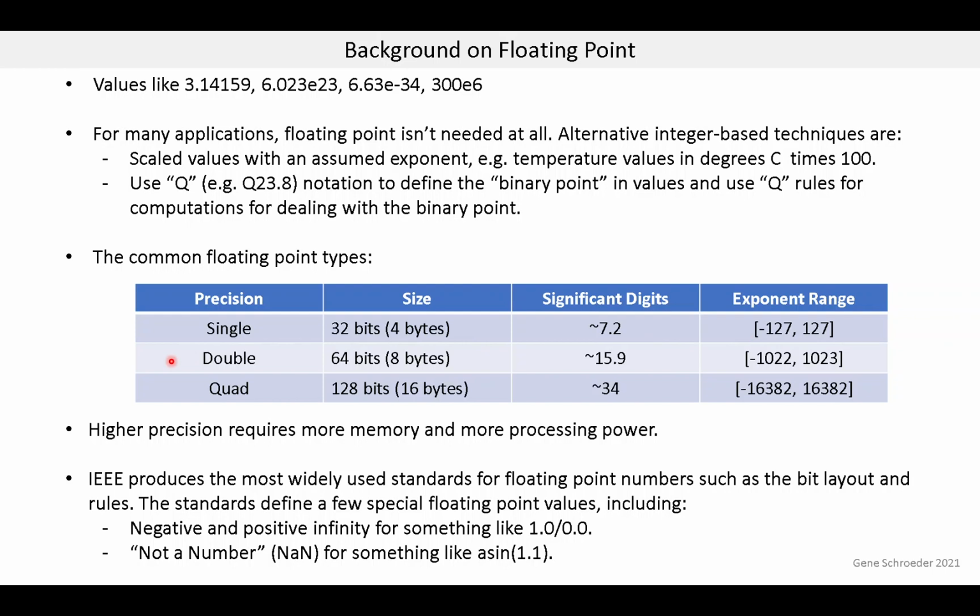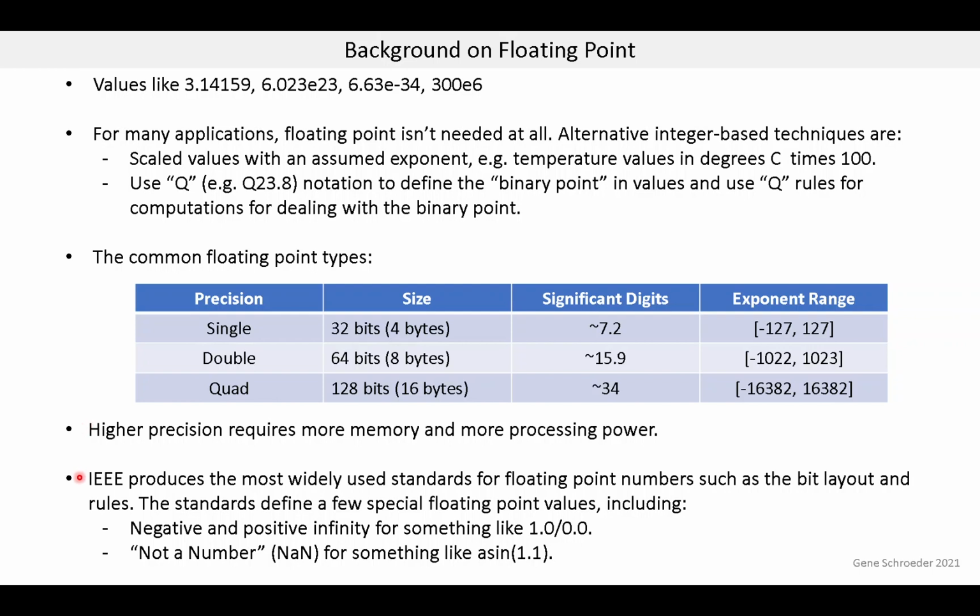The next precision is double, and it's 64 bits per value or 8 bytes. It gives you close to 16 digits of significance and an even larger exponent range. And then finally we have quad, which takes 128 bits or 16 bytes per value, 34 significant digits, and has a huge range of exponents. As you might guess, higher precision requires more memory and more processing power, or you might say that higher precision operations generally take longer.